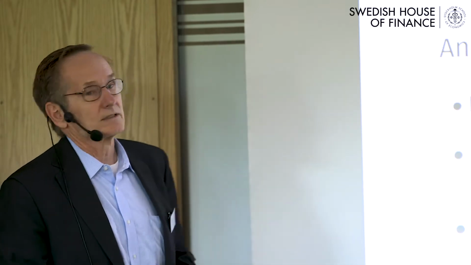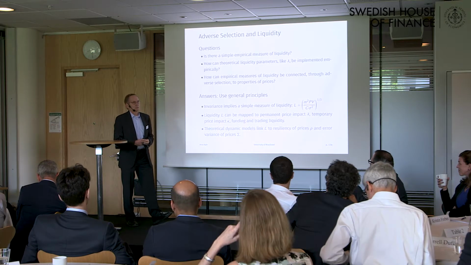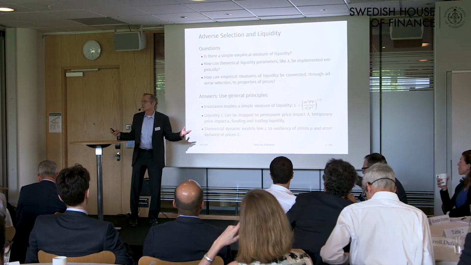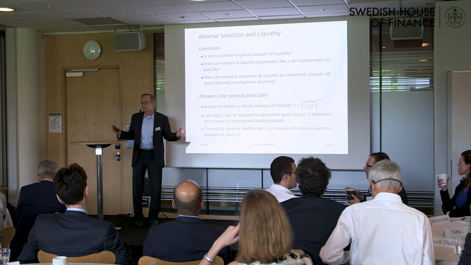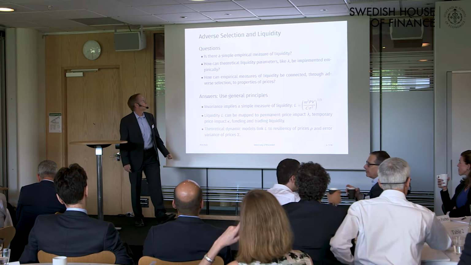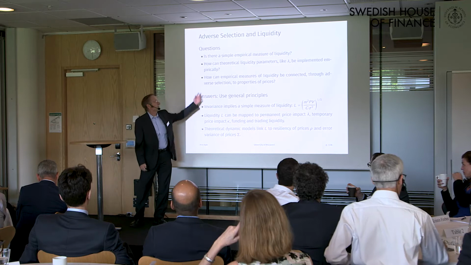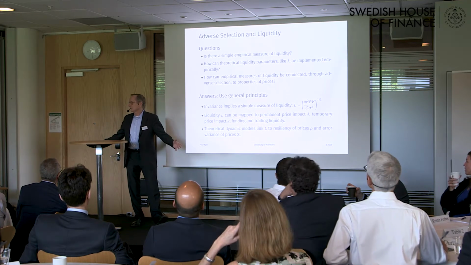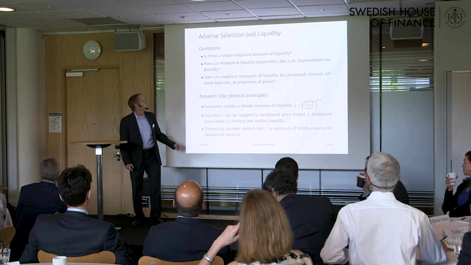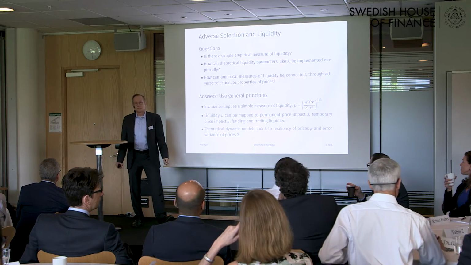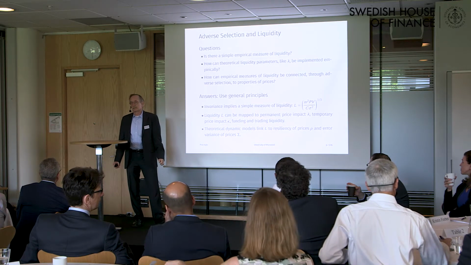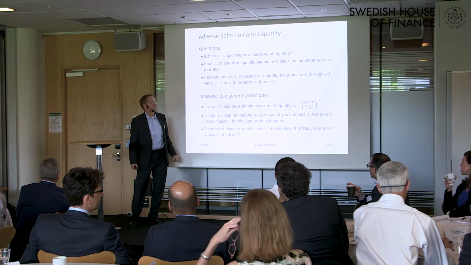So, adverse selection and liquidity. The topic raises a bunch of questions. Is there a simple way to measure liquidity? This has been a problem, I think, for researchers in liquidity over the years. And how can theoretical parameters like lambda, which is a price impact parameter from my '85 paper, be implemented empirically? There have been lots of different empirical implementations over the years, and they give widely different results. And how can empirical measures of liquidity be connected through adverse selection to the properties of prices? These are all fundamental questions related to liquidity, and we're going to try to tie these together today.